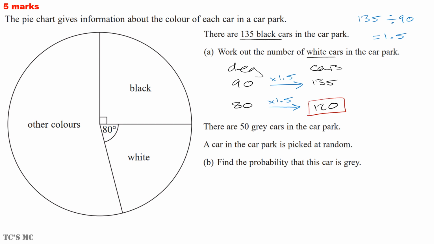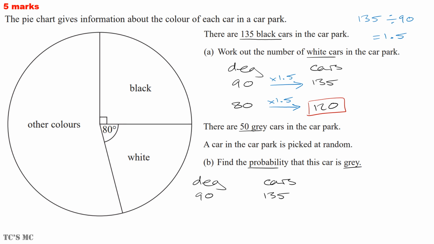The question then says, there are 50 grey cars in the car park. A car in the car park is picked at random. Part B. Find the probability that this car is grey. For probability, we need to write it as a fraction over the total number of cars. So again, we need degrees and cars. We're going to use 90 degrees represents 135 cars.